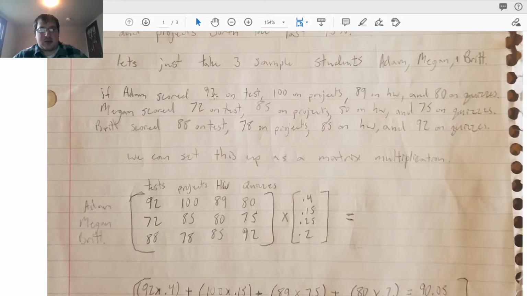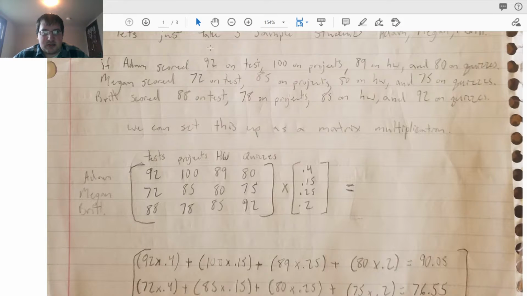if Adam has scored 92 on his tests, 100 on projects, 89 on homework, 80 on quizzes, Megan scoring 72 on tests, 85 on projects, 80 on homework, and 75 on quizzes. And then Britt has 88 on tests, 78 on projects, 85 on homework, and 92 on quizzes.